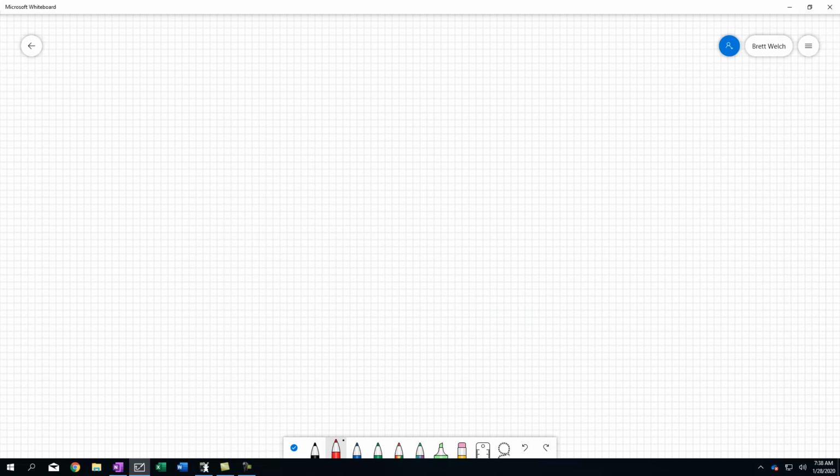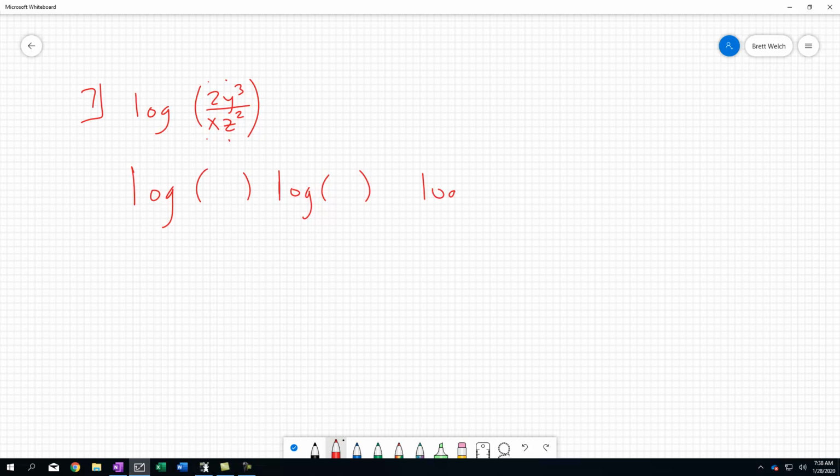Questions number 7 and 8 are about expanding and condensing logarithms. So 7 has the log of 2y cubed over xz squared. Now each of these things, there are 1, 2, 3, 4 of them, needs its own logarithm. So we're going to start log parentheses, log parentheses, log parentheses, log parentheses. I'm going to have one for each of them.